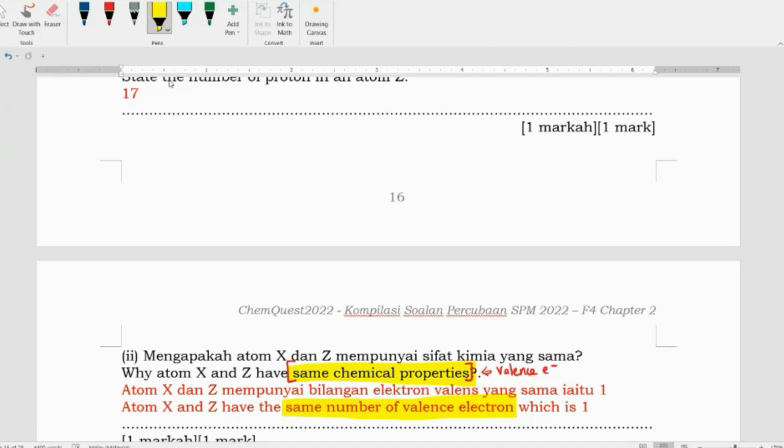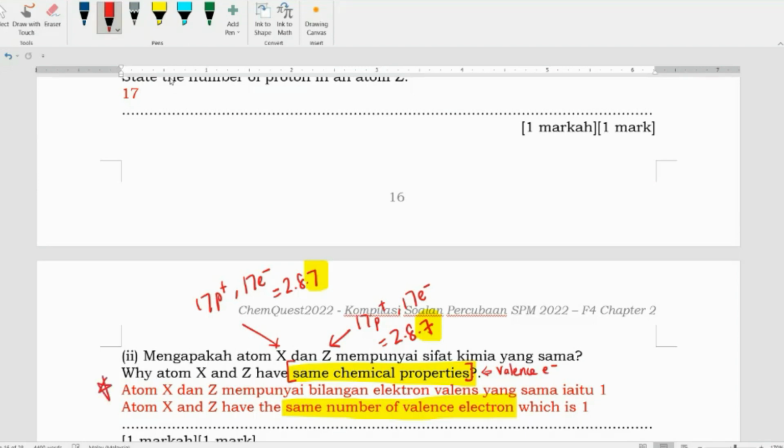How do we know it has the same valence electrons? Because the protons are the same, right? So if X has 17 protons, it has 17 electrons also. So electron arrangement is 2.8.7. Z also has 17 protons because they are isotopes, so 17 electrons also, and electron arrangement is 2.8.7 also. So if they have the same 7 valence electrons, they have the same chemical properties. Remember that. If the question asks whether they have the same chemical properties, you look into the valence electrons. If the same, they have the same chemical properties. Okay, class?